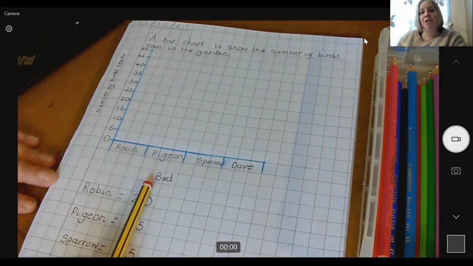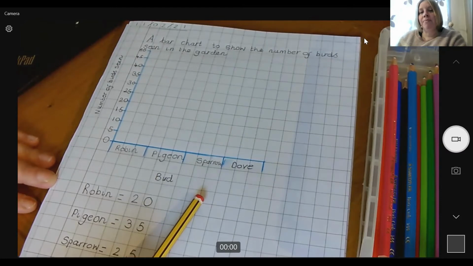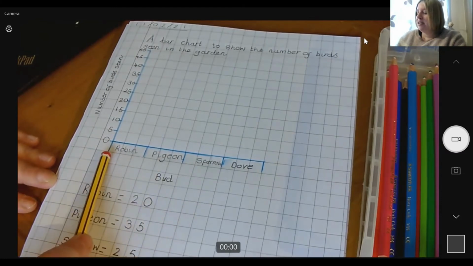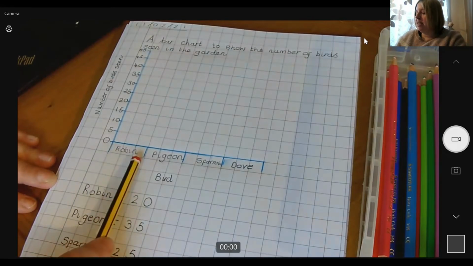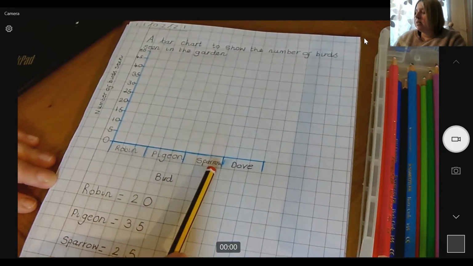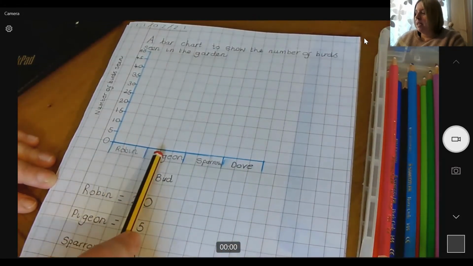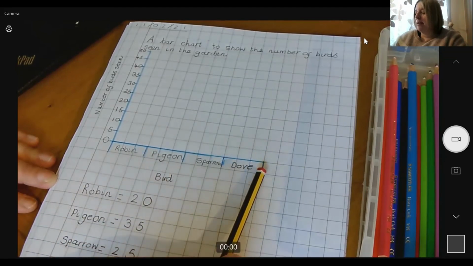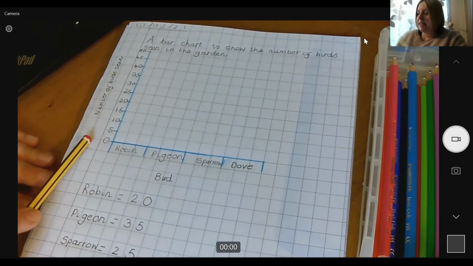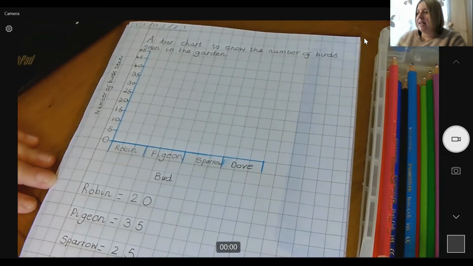I've labelled my two axes. The title for this axis is bird. Then I've split it into 4. Each part is the same length. So we've got 3 squares, 3 squares, 3 squares, and 3 squares. And I've written the name of the bird in between my blue lines to help me. Then I've completed my other axes, and the title for this is number of birds seen.